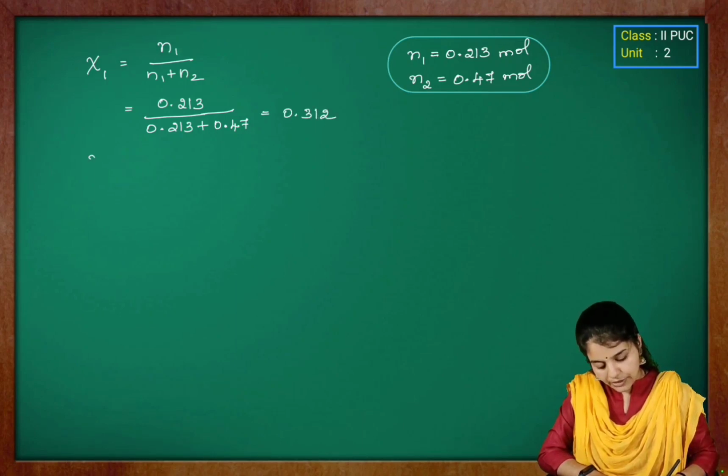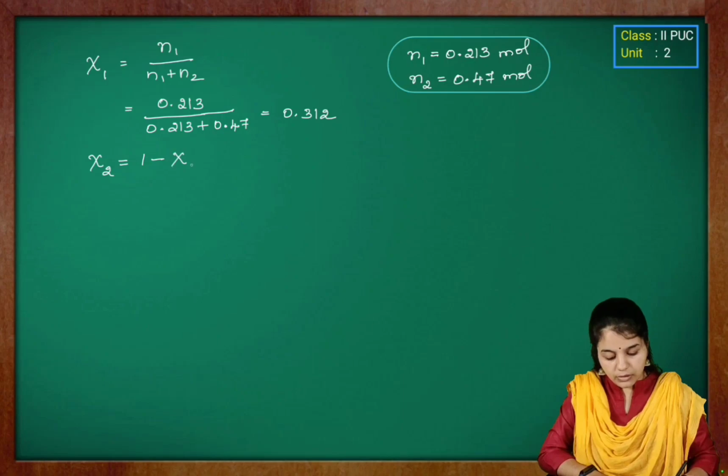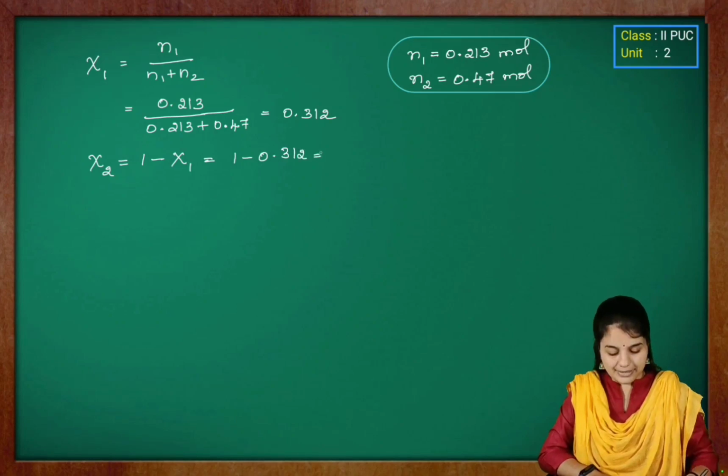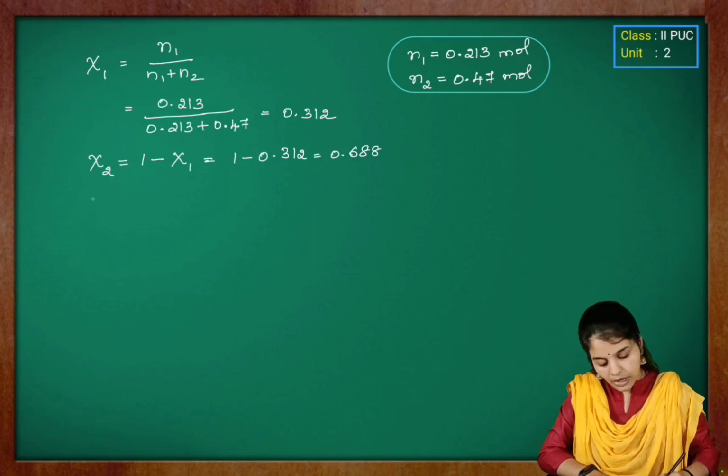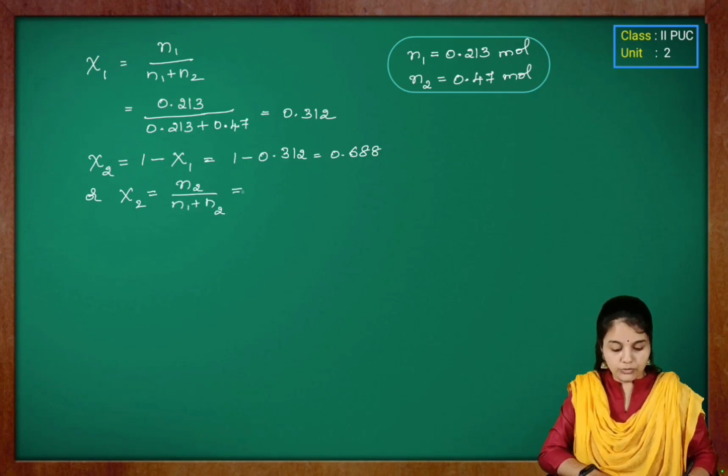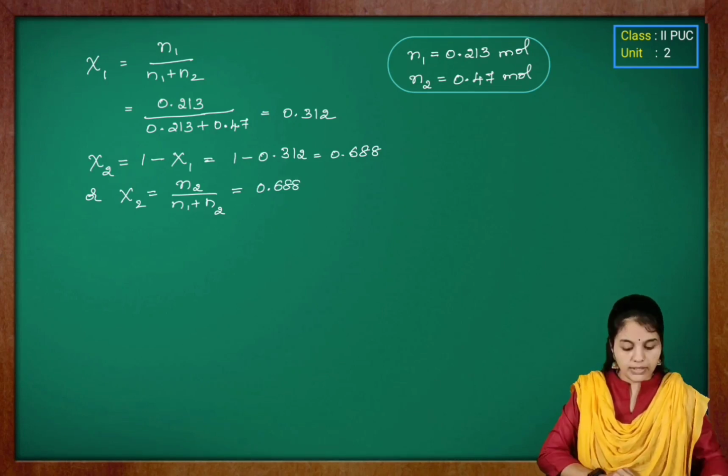Similarly, the mole fraction of dichloromethane, I can calculate it by subtracting the mole fraction of chloroform from 1. So 1 minus 0.312, and that is equal to 0.688. Or the other way you can do is using the number of moles. Chi 2 is equal to N2 divided by N1 plus N2. You will get the same answer. It is 0.688.